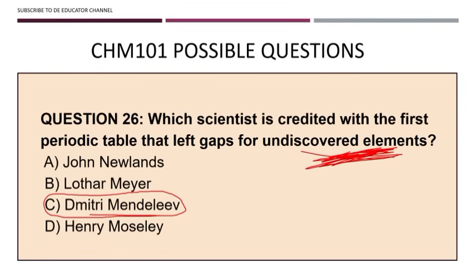But then there's another scientist known as Moseley. Moseley was the one that brought the new law for periodicity, which says that elements in the periodic table are arranged based on their atomic number. That's why you have 1, 2, 3, 4, 5, 6, and stuff like that. It was this guy. So if you see who is the father of the modern periodic table or who invented the modern periodic table, it is Henry Moseley. But the origin of the periodic table is Mendeleev. So please take note of those two.